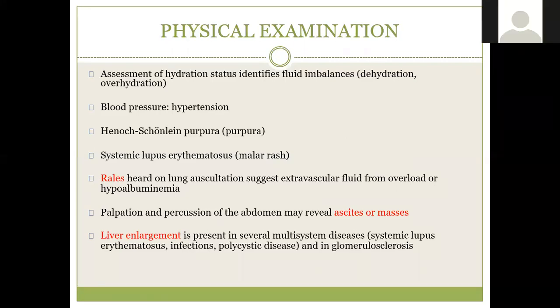Palpation and percussion of the abdomen are also important to assess whether there is ascites or any masses. Liver enlargement is present in several multi-system diseases like systemic lupus erythematosus, infection, polycystic kidney disease, and glomerulosclerosis. So you have to look for any organomegaly, mainly any hepatomegaly or any other abdominal mass.